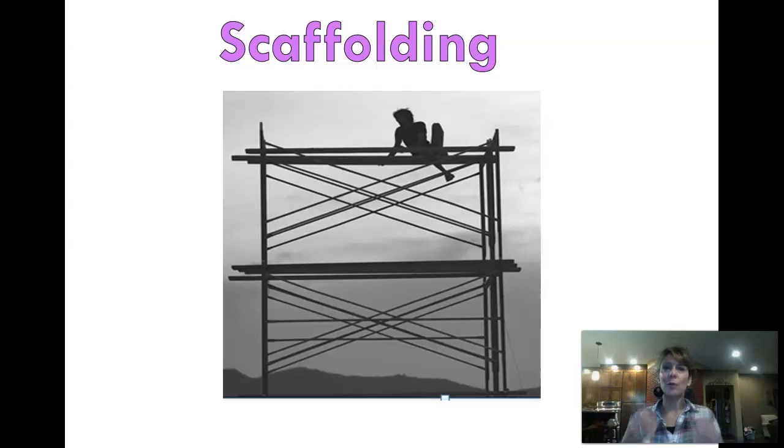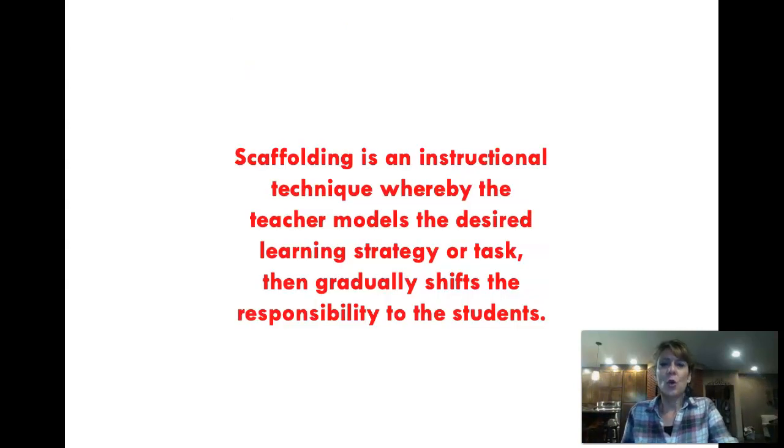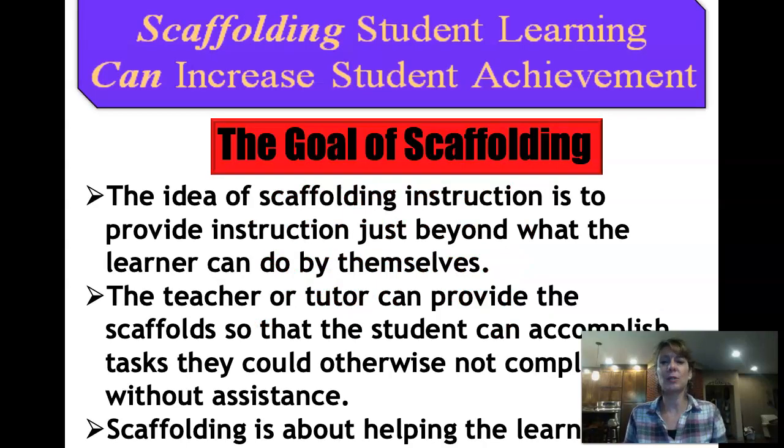We can't just throw that at students, as we know. We have to give them some support along the way so that they can learn to fly on their own. So with that, as we know, it's an instructional technique where there's a lot of teacher modeling of the learning strategy or the task, and then we gradually shift that responsibility to students.